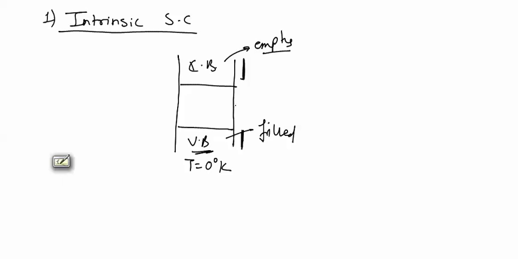The Fermi energy level represents the 50% probability of finding an electron, so we will plot the Fermi energy level here at the center of forbidden band. Fermi energy level for intrinsic semiconductor will lie at the center of forbidden band, EF. This will be an energy level for which there is 50% probability of finding an electron. This is Fermi energy level of intrinsic semiconductor called EFI.